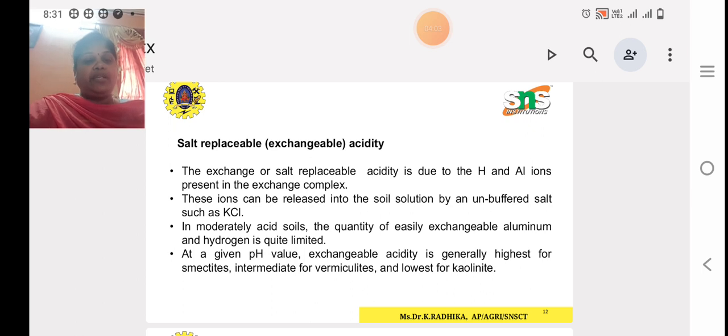At a given pH value, exchangeable acidity is generally highest for smectite, intermediate for vermiculite, and lowest for kaolinite. The exchangeable acidity is very low in kaolinite clay mineral, intermediate for vermiculite, and highest for smectite.